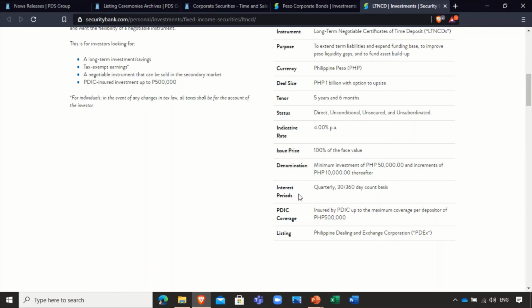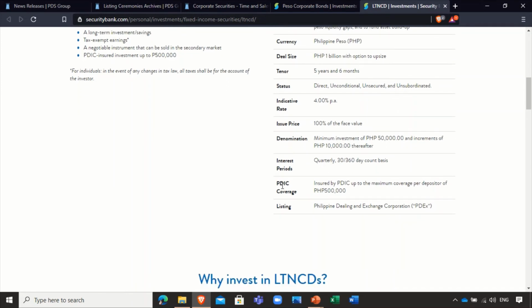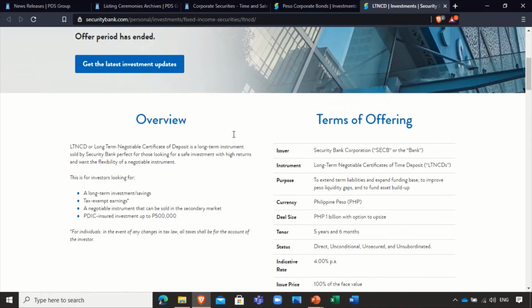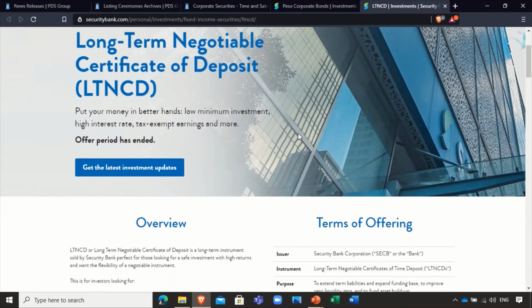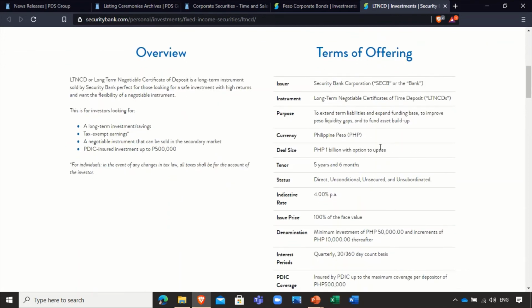So the interest period is quarterly. And it's covered by the PDIC up to 500,000. And it is actually traded sa Philippine Dealing and Exchange Corporation or PDEX. Okay, so if you're interested to know more about LTNCD, you can visit the website of Security Bank. Pero wala po akong bayad dito. I'm just showing this as an example.